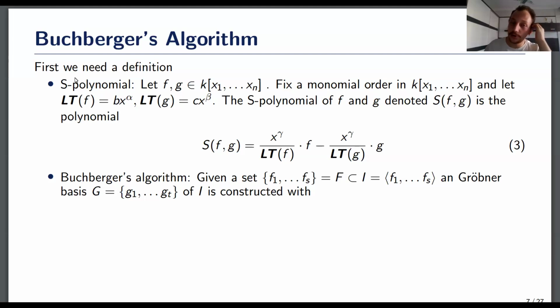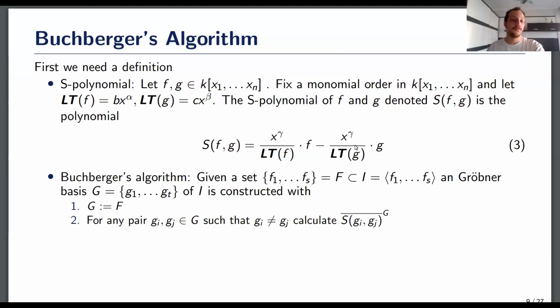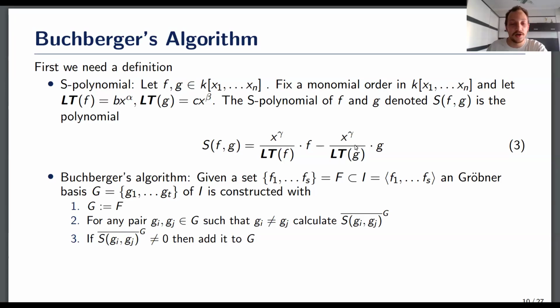So using S polynomials and Buchberger's algorithm, we can find the Gröbner basis for an ideal. Let's say F generates the ideal, and you want to find the Gröbner basis for it. First, you let G equal F. Then you check every pair in G, calculate their S polynomials, and calculate the remainder of each S polynomial with respect to G. Then if the remainders are not zero, you add all the remainders to the Gröbner basis.